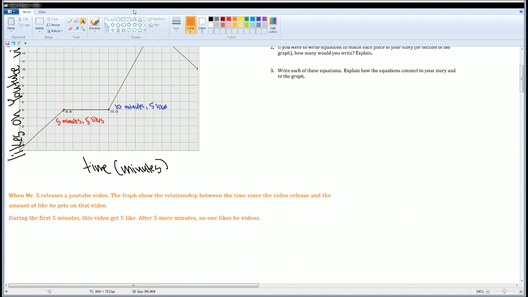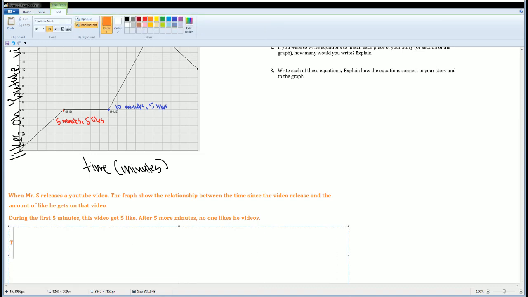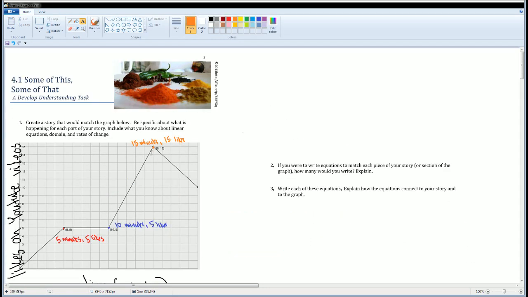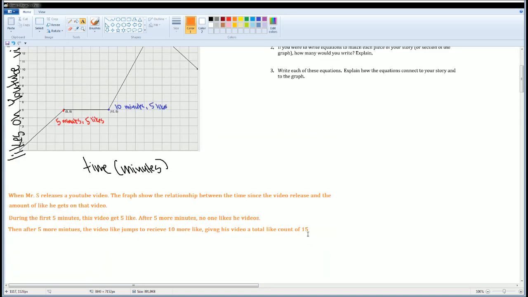And then after 5 more minutes, because that's 15, the video jumps to receive 10 more likes, giving his video a total like count of 15. All right, so that is what is occurring based on our situation. You see how it jumps up from 5 likes to 15 by a count of 10. So the total count is 15 there.